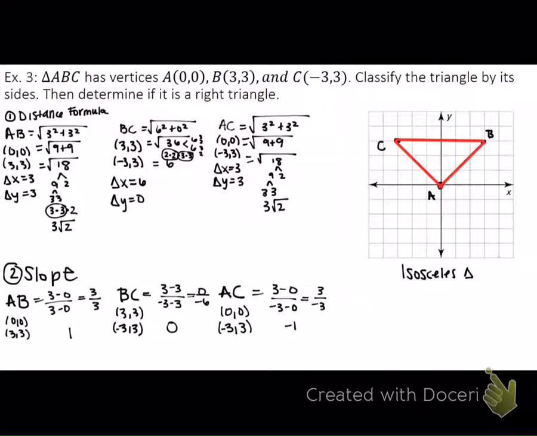Are any of those perpendicular? Which two are perpendicular, Hunter? So AB is perpendicular to AC, which means that this is a right isosceles triangle.